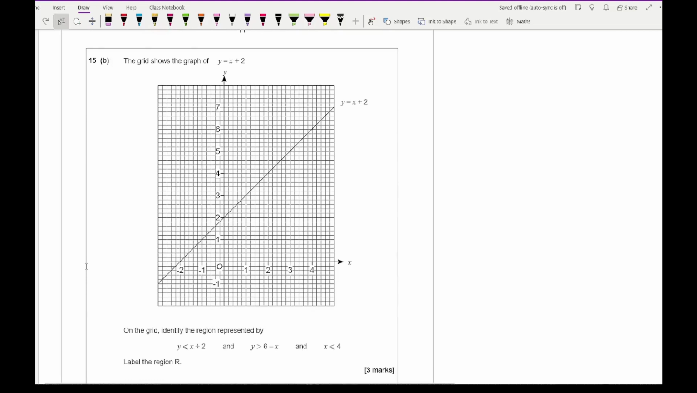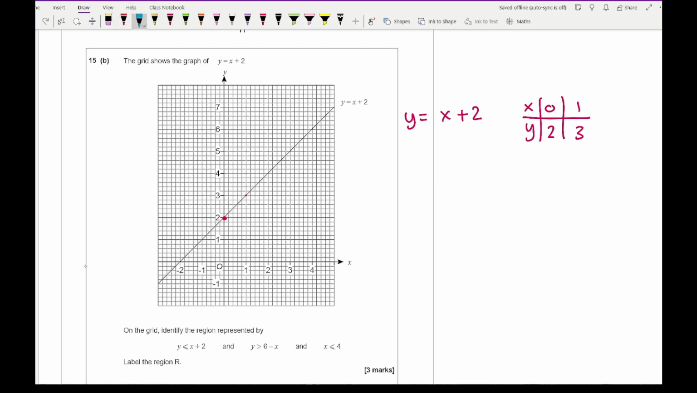Then moving on to question 15b, it says the grid shows the graph of y equals x plus 2. On the grid, identify the region represented by, and then we've got our 3 inequalities here. So the first line I need to plot is y equals x plus 2. So again, I just need to pick 2 coordinates. If I go for 2 small numbers of 0 and 1, when x is 0, y is going to equal 2, and when x is 1, y is going to equal 3. So I need to plot 0, 2, which is there, and 1, 3, which is there. I've just noticed that the one I've plotted has already been plotted, so that's all good.